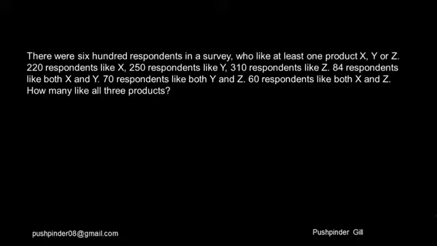220 like X, 250 like Y, 310 like Z, and so on. So he's asking you how many of them like all 3 products. Now this question becomes a little bit tricky, but not tricky unless you don't know how to solve it. Whenever there are three aspects in a set theory question, especially for GMAT students, you'll get a question with three aspects only. You won't get a question with only two aspects.